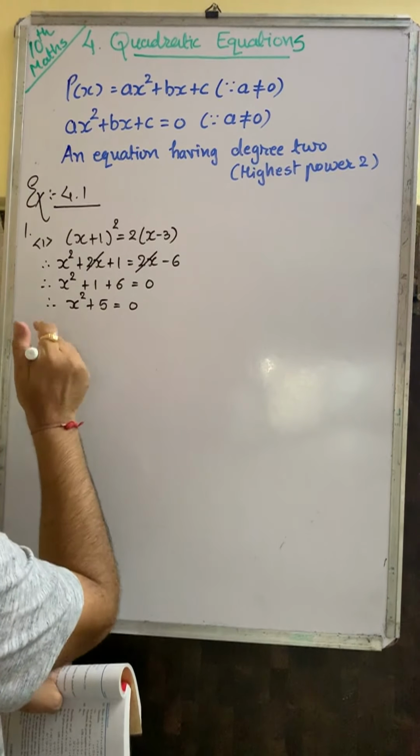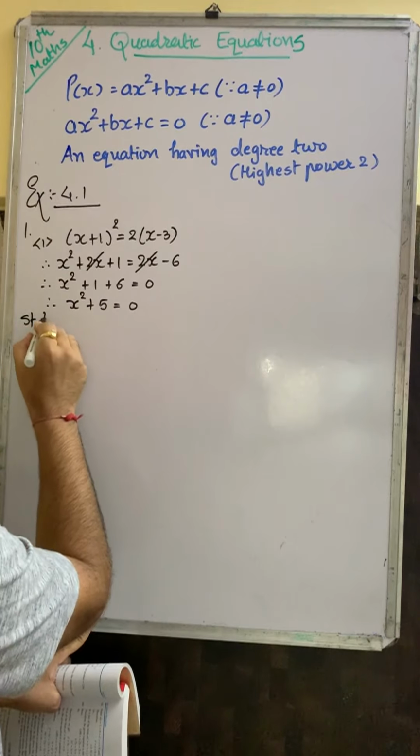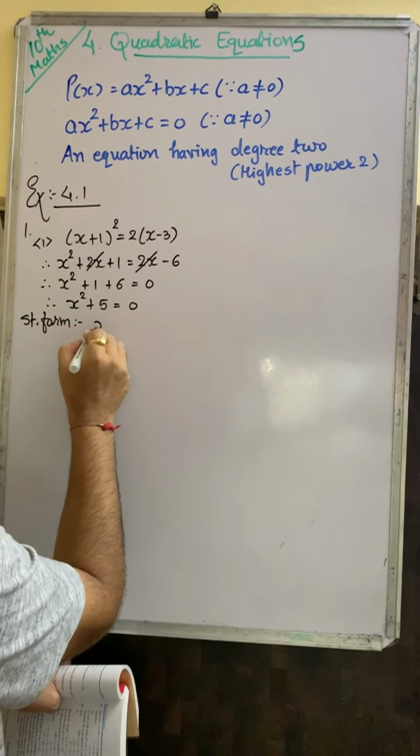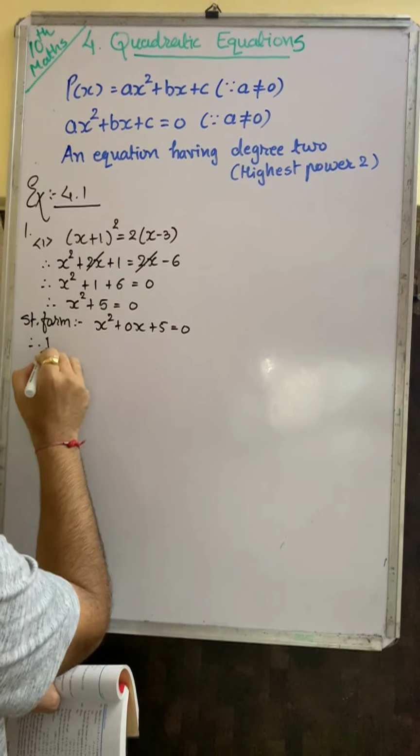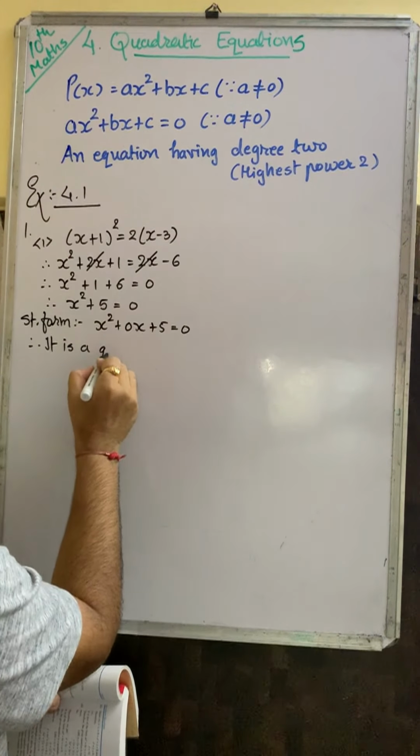That is ax² standard form: x² + 0x + 5 = 0. Therefore, it is a quadratic equation.